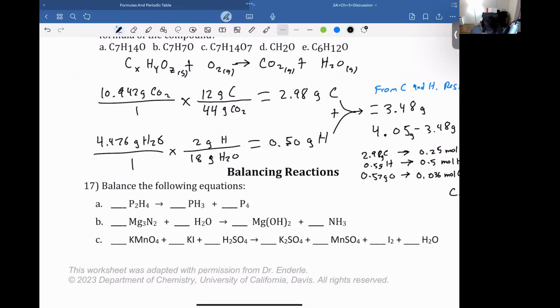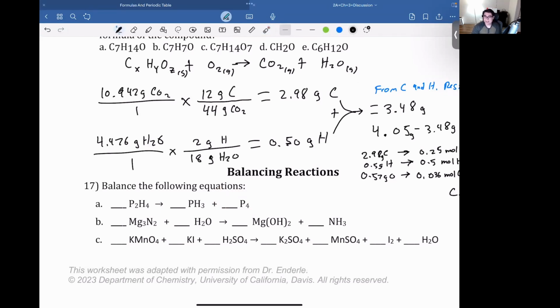All right, number 17. It says balance the following equations. So the way I recommend you do this is, when you're balancing an equation, generally you don't know how to balance it at first. You're going to just kind of put random things in random spots until things work out. It's part of learning how you do it. Some general rules: leave this for last. So any element by itself, leave it alone until you're at the end.